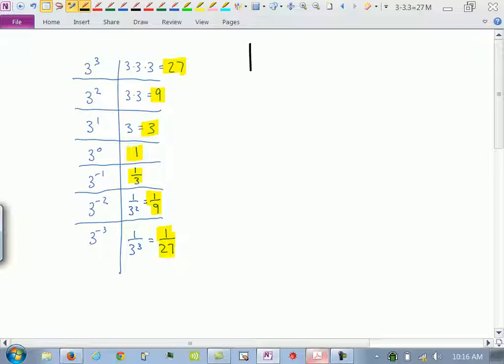Right next to this, I want to ask a question here. What is 1 to the 4th power? What's 1 to the 3rd? What's 1 to the 2? What's 1 to the 1? What's 1 to the 0? Oh, sorry. 1 to the 0. What's 1 to the negative 1? What's 1 to the negative 2? What's 1 to the negative 3?